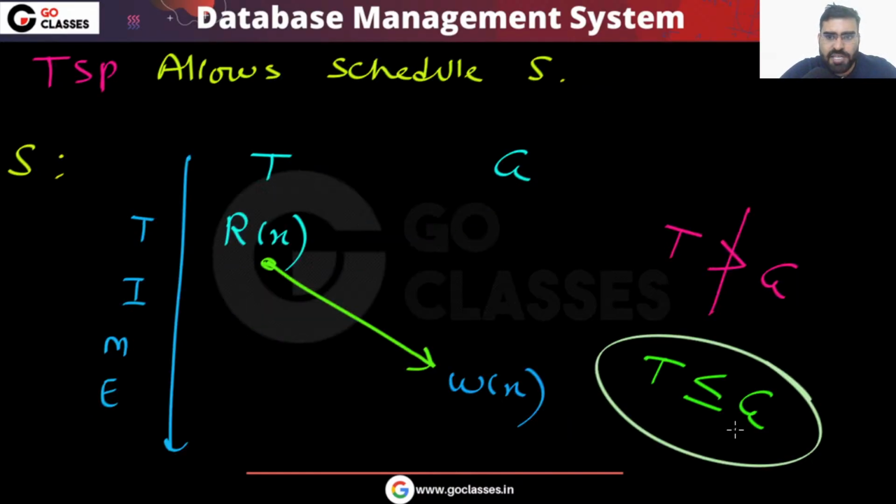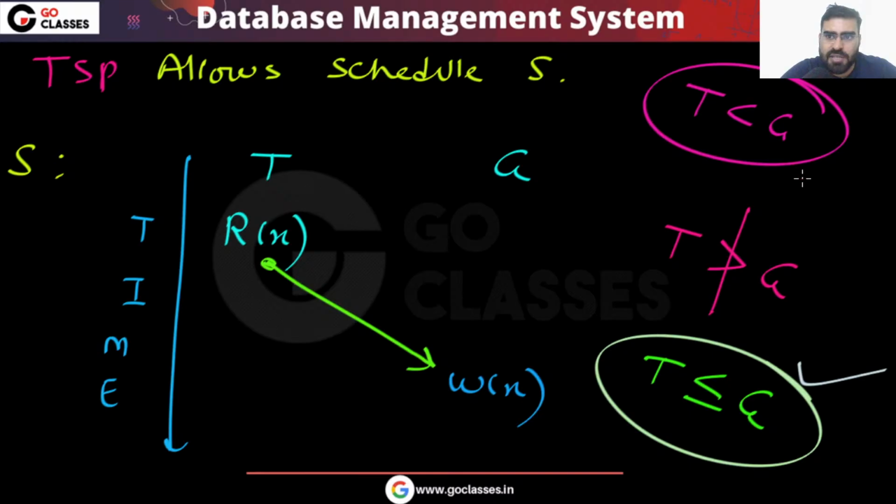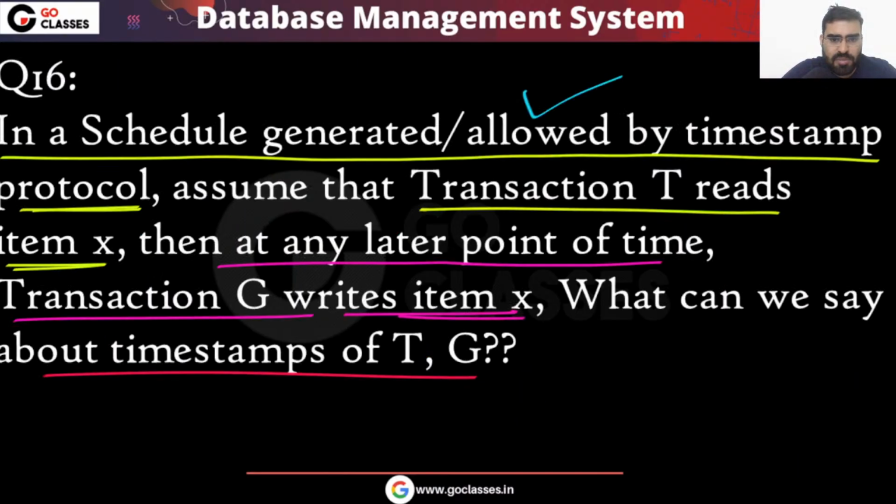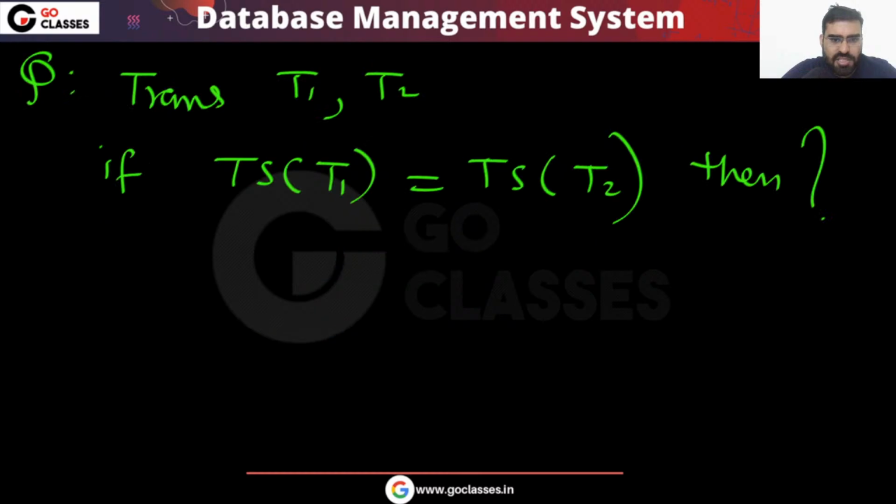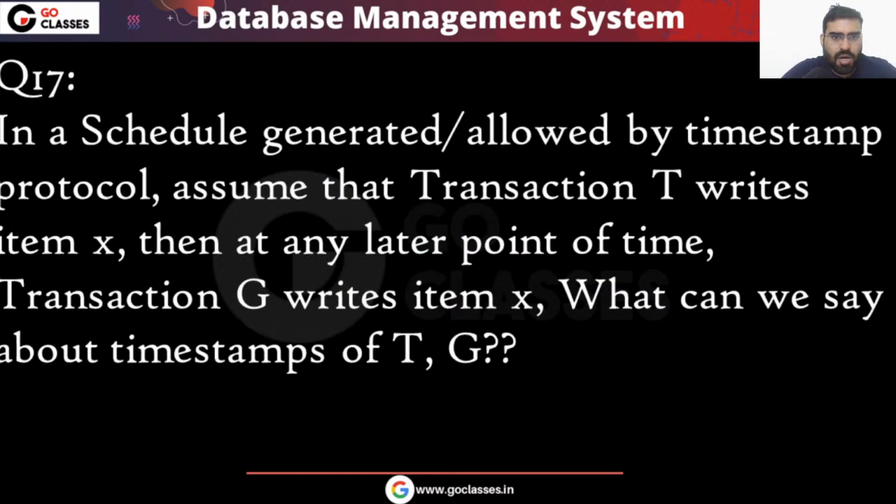So the answer here is that either they are the same transaction or T is less than or equal to G. In the options, if this is there, this is also correct, there is no problem. So very simple, this question number 16. Did you understand this question number 16? Now let's see question number 17. Tell me the answer here.